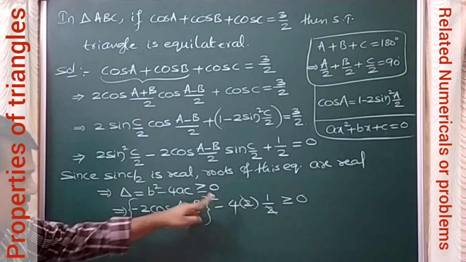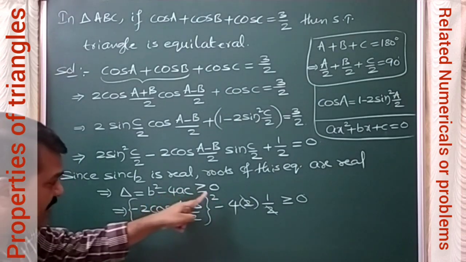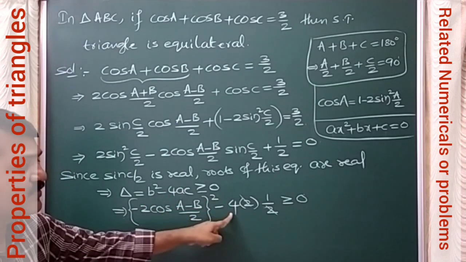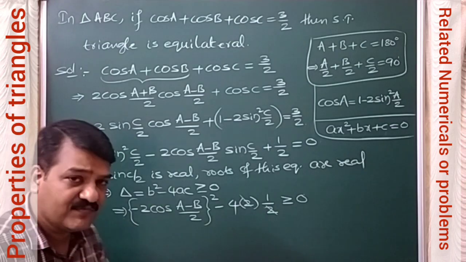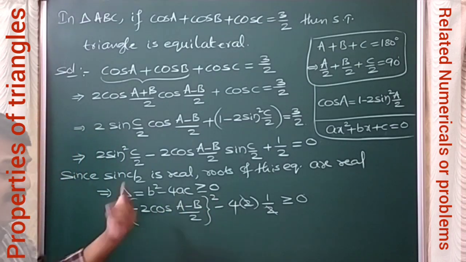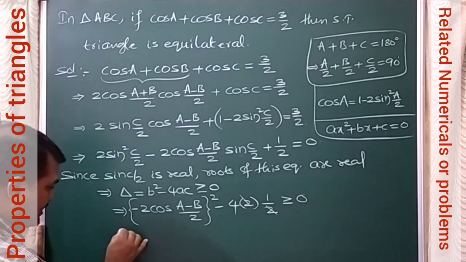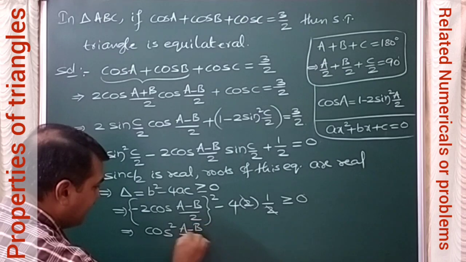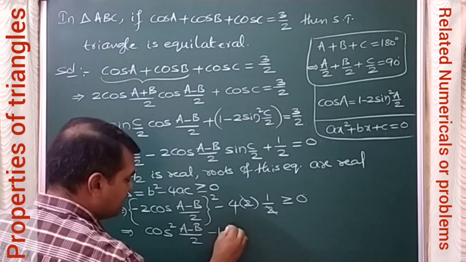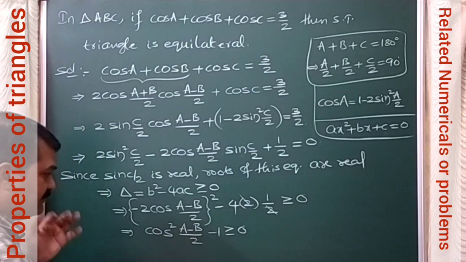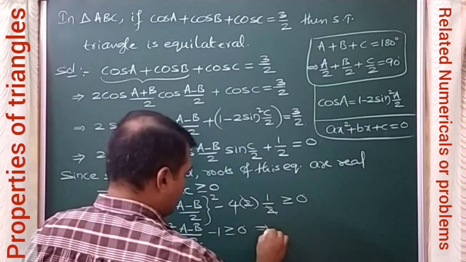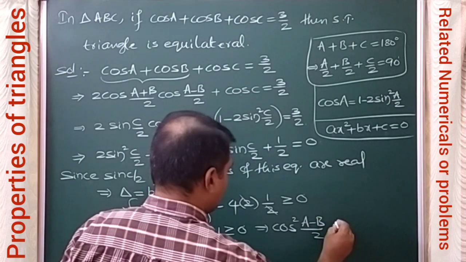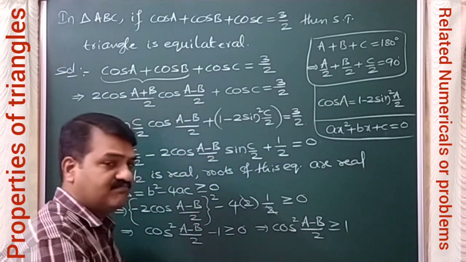Now here whole square is there, no? Minus we can remove because square is there. 2 square, 4. Here also 4 is there. We can divide with 4. So this 4 and 2 square will be eliminated. So what is left now? Cos square (a minus b)/2 minus 1 greater than or equal to 0. So cos square (a minus b)/2 greater than or equal to 1.